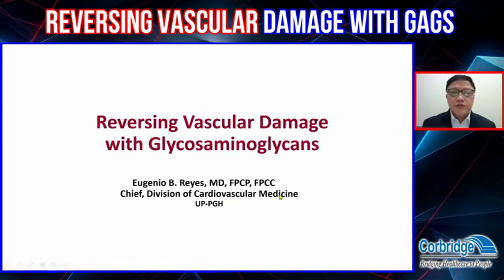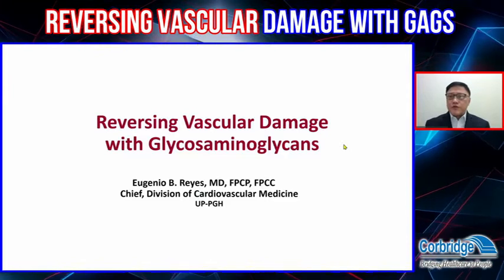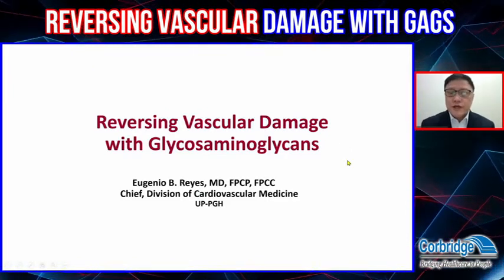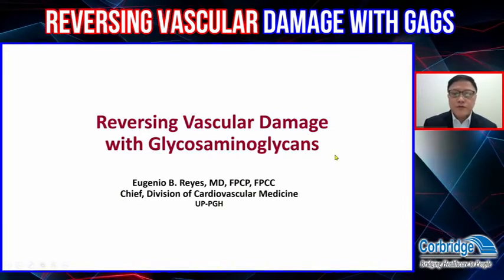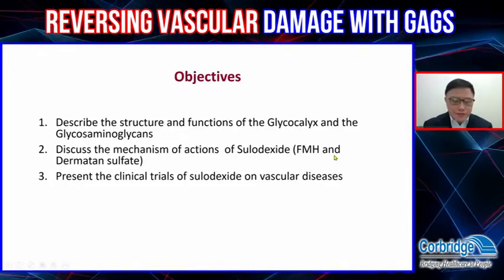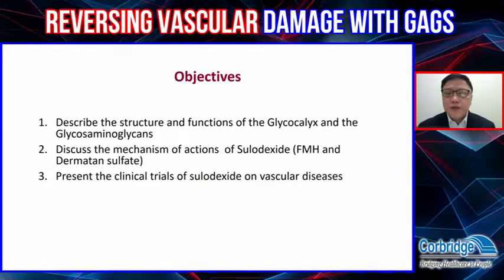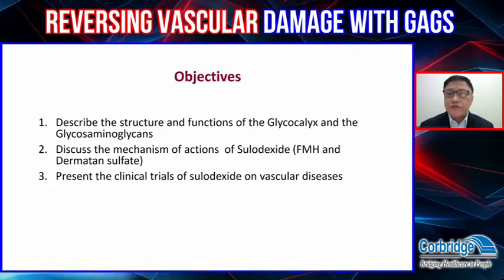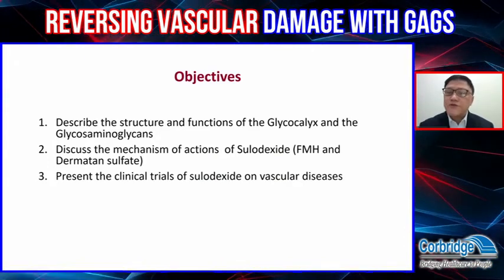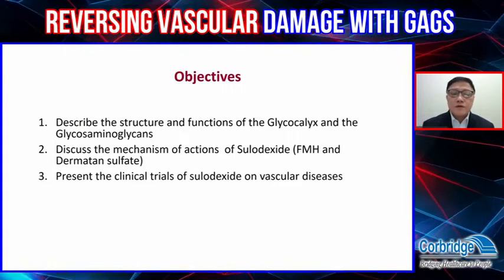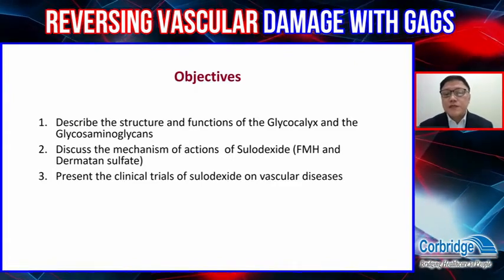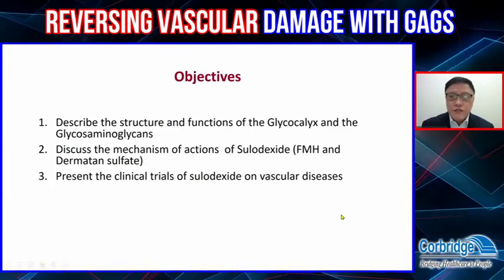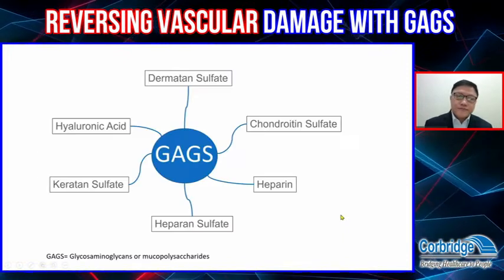These are my disclosures. And what I'm going to discuss, of course, is how to reverse vascular damage using glycosaminoglycans. These are my objectives. I'm going to describe the structure and function of the glycocalyx, discuss the mechanisms of action of sulodexide, which is composed of fast-moving heparin and dermatan sulfate, and present to you the clinical trials of sulodexide on vascular diseases, including COVID-19.